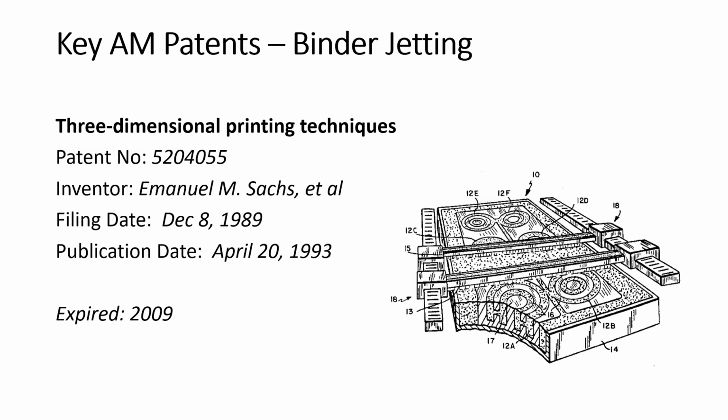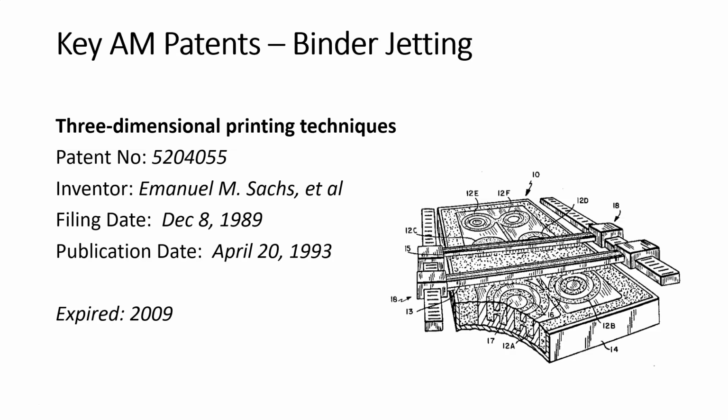Now, binder jetting, we haven't really talked about that. Binder jetting is a technology where, again, it uses powders, kind of like selective laser sintering and powder bed fusion, where we have plastic or metal powders. But instead of using a laser to melt the powders together to form the object, binder jetting uses a spray adhesive. So you're spraying an adhesive on the powders in a very, very controlled manner to glue the powders together.